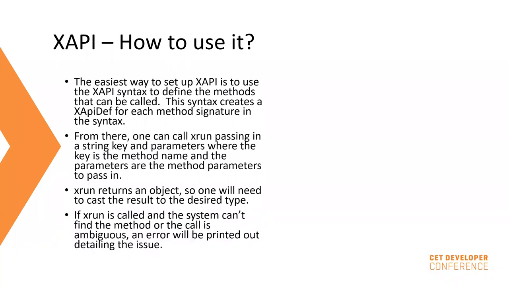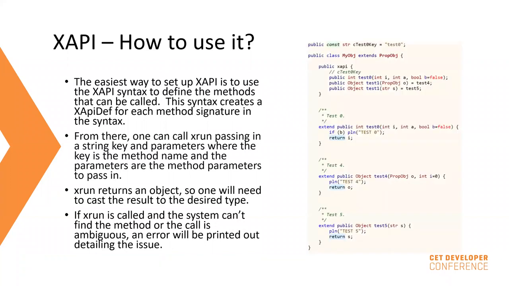When xrun gets executed, if there are any issues finding the def, an error will be printed out. Some typical errors that could be printed out are an unknown def error, where it didn't find the def that you passed in with the key and the parameters, or you may get an ambiguous def error where it found multiple defs that it could call. Just like with methods, you may have an ambiguous method call as well.